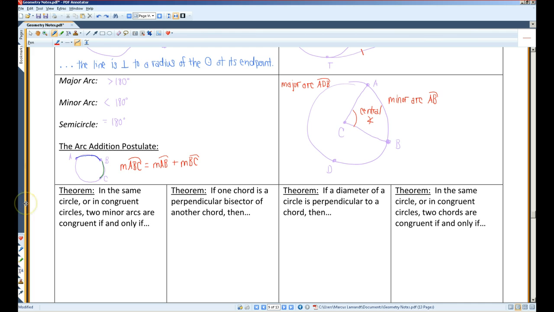Okay, the arc addition postulate is a lot like the segment addition postulate and the angle addition postulate. Basically, if you have arc ABC, the measure of arc ABC equals the measure of arcs AB and BC. So if this was, I don't know, 100 degrees and this was 90 degrees, then the whole arc would be 190 degrees, because 100 plus 90 is 190.